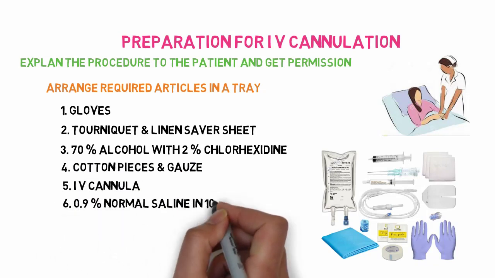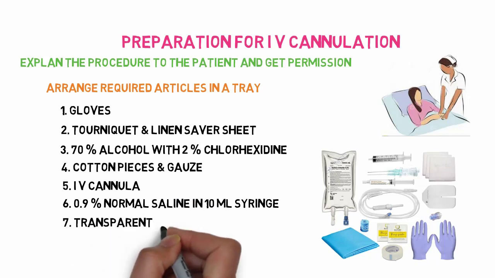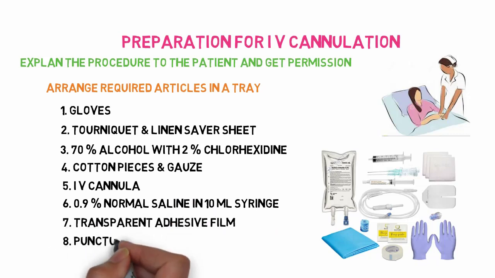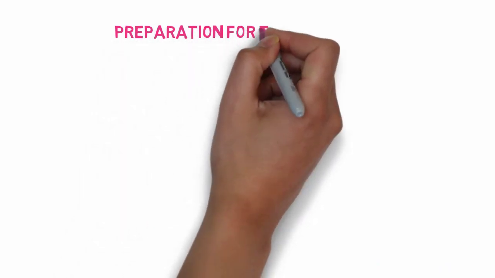IV cannula, 0.9% normal saline in a 10 ml syringe to flush the catheter, transparent adhesive film, a separate tray to discard the wastes, and a puncture-proof container to discard the needle. If you are using an IV extension line, connect it with the saline syringe and prime it to remove air.